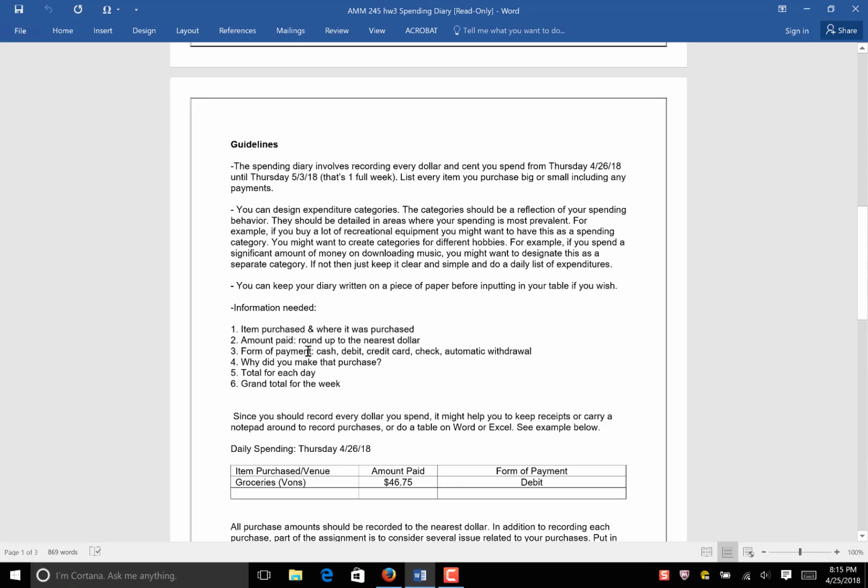Form of payment: was it cash, debit, credit card, check, or automatic withdrawal? I don't need any account numbers or what kind of credit card or debit card. I just need to know if you paid cash, debit, credit card, check, or automatic withdrawal. Okay, I don't want any more information than that. It's not an invasion of privacy.